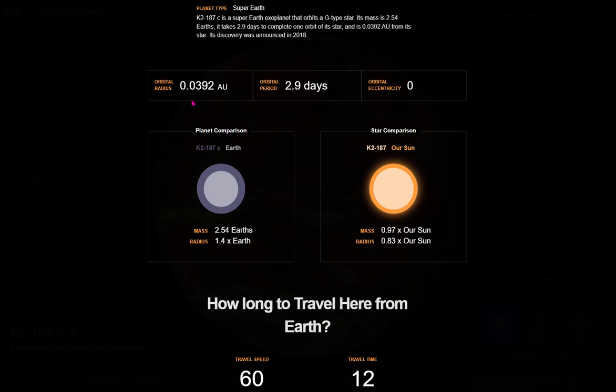You can see as well the orbital radius, which is how far the planet is from its star. By definition, the Earth would be 1. This is astronomical unit. And by definition, the Earth is 1 astronomical unit from the sun, which means this planet is about 4% the distance from the sun to the Earth. So it's actually extremely close to its star. And it orbits in just 2.9 days. So its year, the time it takes to go around its star, is 2.9 days compared to 365 days on Earth.